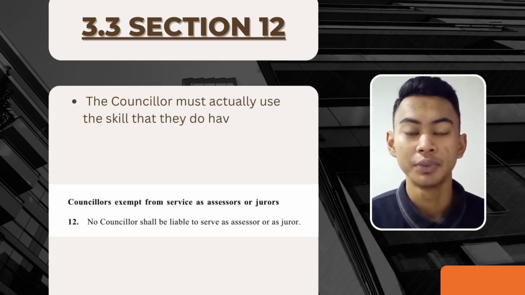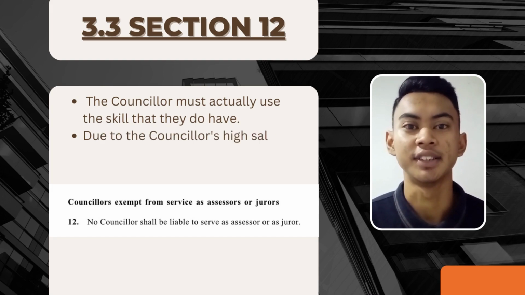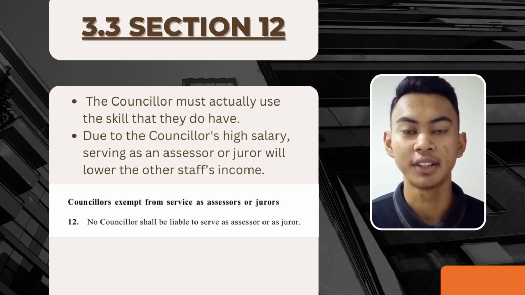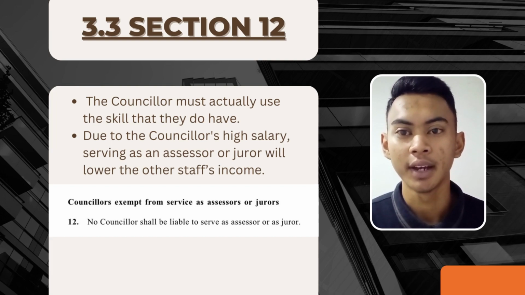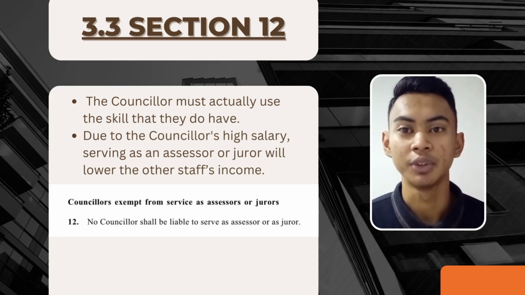In Section 12, it states that no councillor shall be liable to serve as assessor or as juror. The councillor, tasked as an elected representative, is making decisions, while the task of the assessor is to investigate complaints regarding councillor behavior and evaluate them. They also give councillors recommendations, training, and information on how to deal with corrupt behavior. The councillor must actually use the skills that they have.